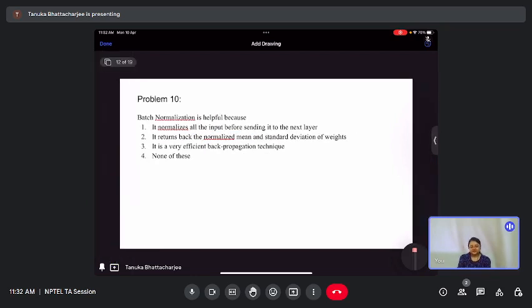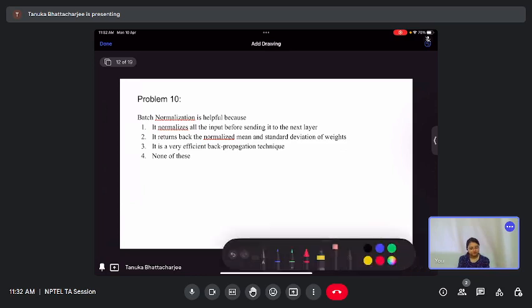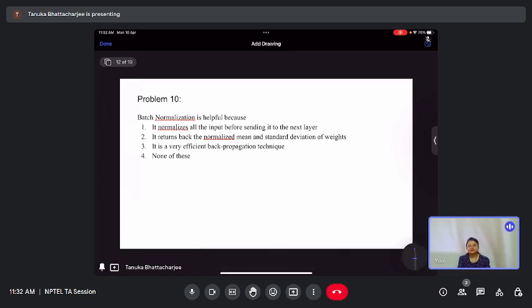Moving on to problem 10. Batch normalization is helpful because: it normalizes all the input before sending it to the next layer; it returns back the normalized mean and standard deviation of weights; it is a very efficient backpropagation technique; or none of these. As per the definition of batch normalization, it normalizes all input before sending it to the next layer. That's why it is helpful. That's the definition of batch normalization. I hope that is clear to everyone.